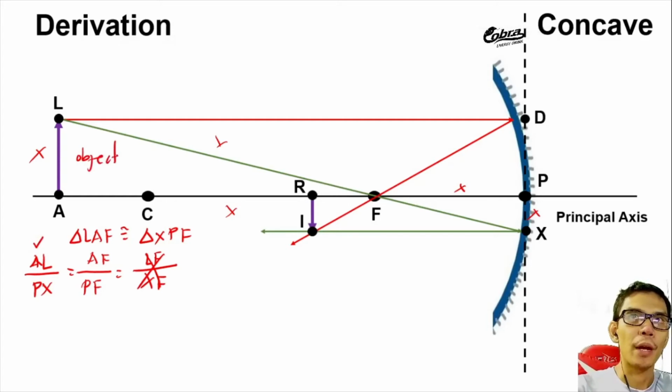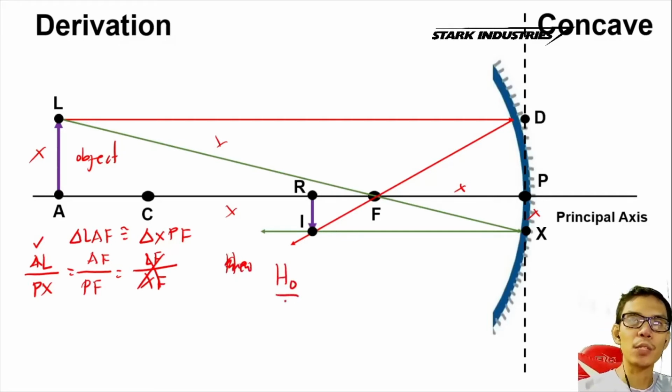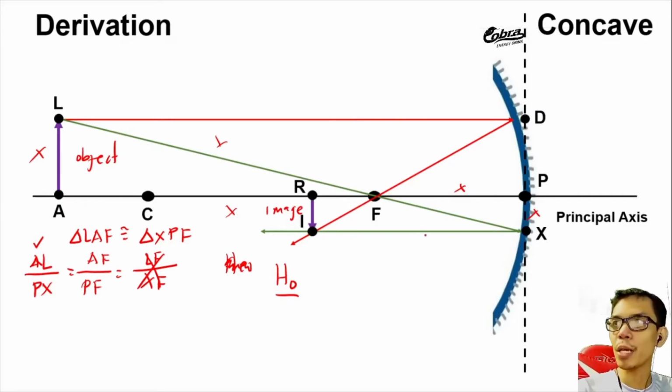AL is the height of the object, so we call it h sub o. Next one, how about PX? If we trace this PX down here, this is the image. So we can say that PX is the height of the image.